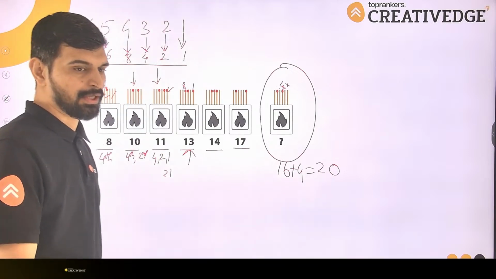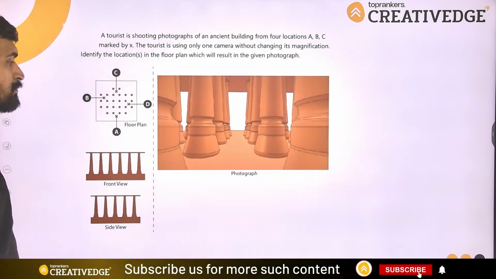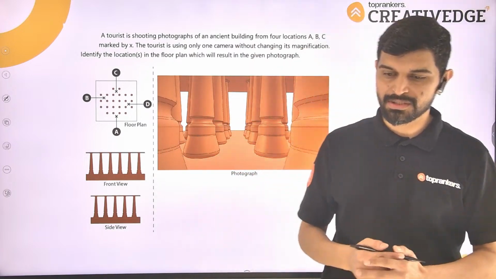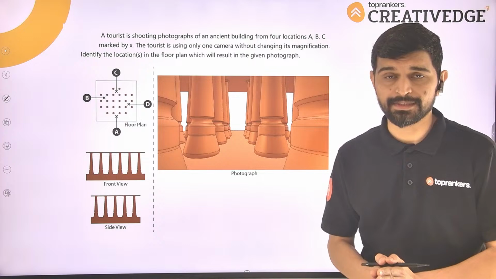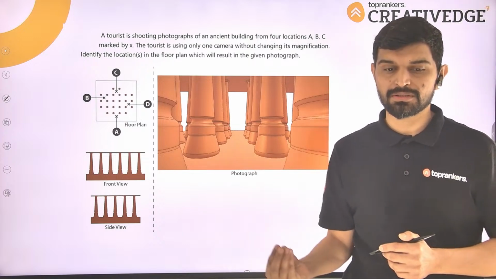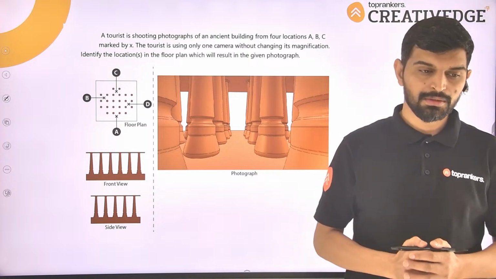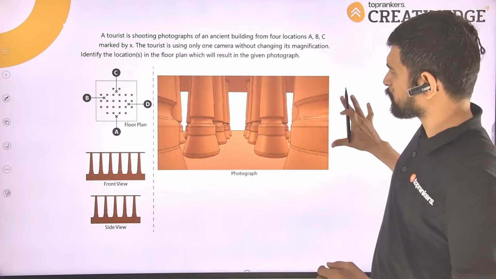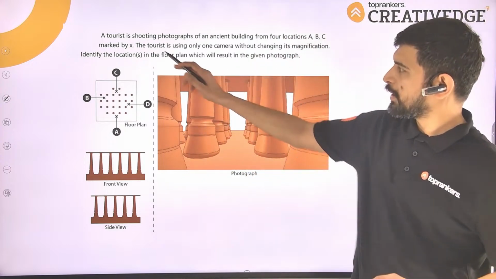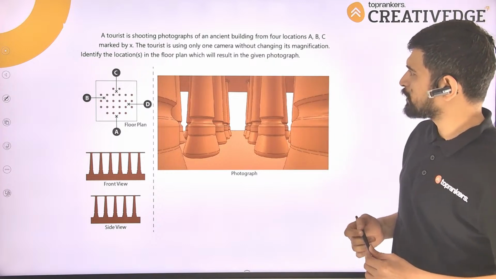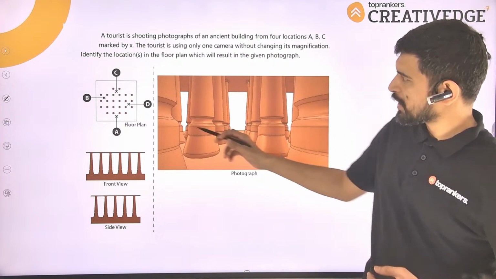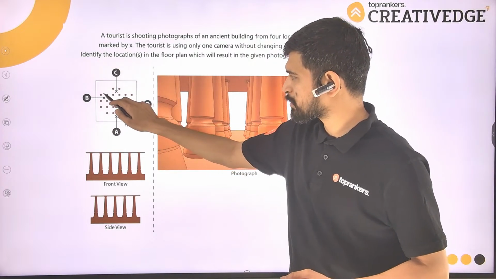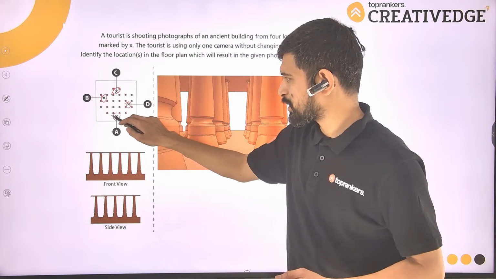चलिए अगला क्वेश्चन देखते हैं. So this is an MSQ question, multiple select question. UCEED में इस तरह के questions frequently आते रहे हैं जहां पर आपको more than one answer correct है identify करने होते हैं. So if we look at this particular question, this is a photograph taken by someone and question है a tourist is shooting photographs of an ancient building from four locations A, B, C and D, right? Marked by this point X. ये X point से टूरिस्ट ने फोटोग्राफ कैप्चर किया.